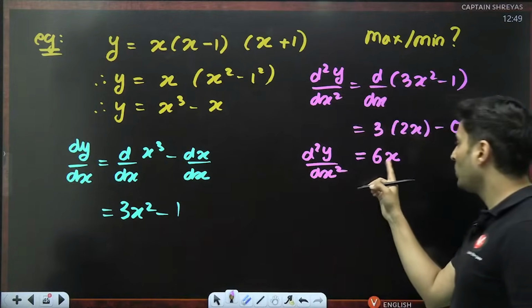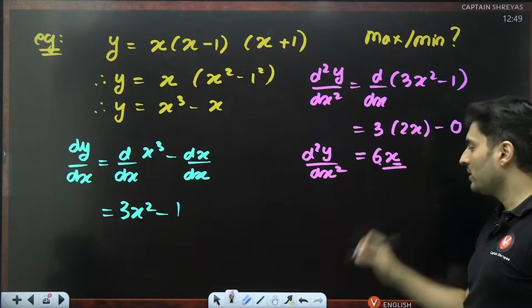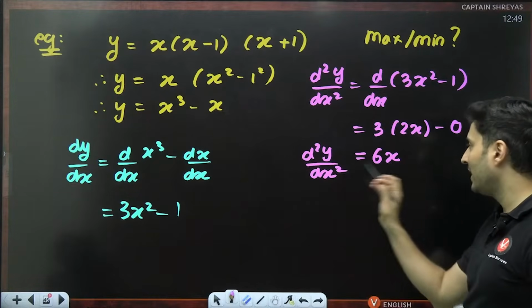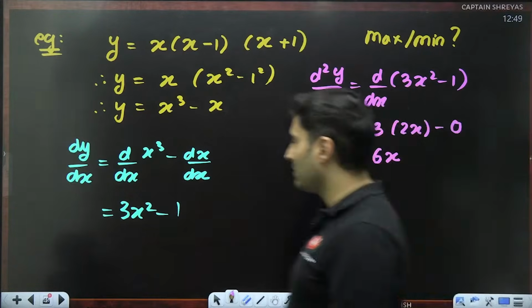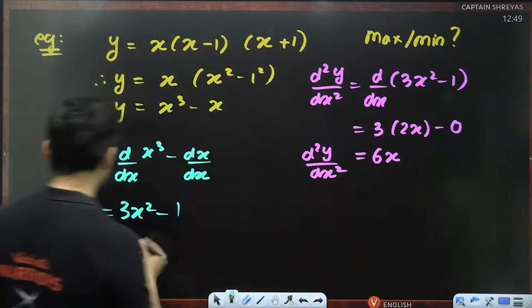Oh, this could be positive or negative, depends on many factors. So do you see that? It could be positive or negative, depends on the value of x. So I do not know that yet whether it is a maxima or minima. Okay, no issues. Let's continue over here.